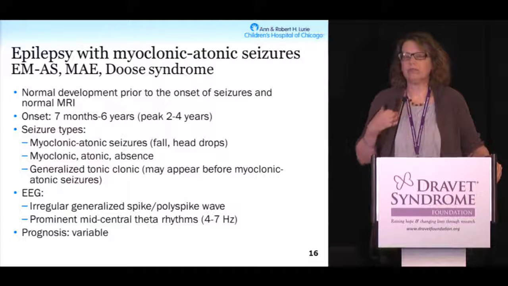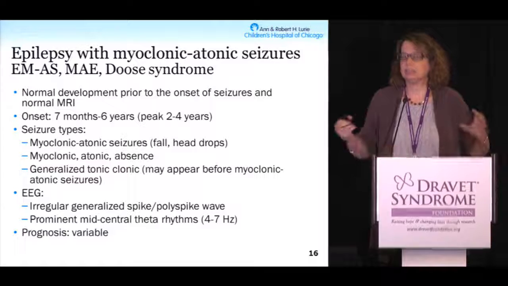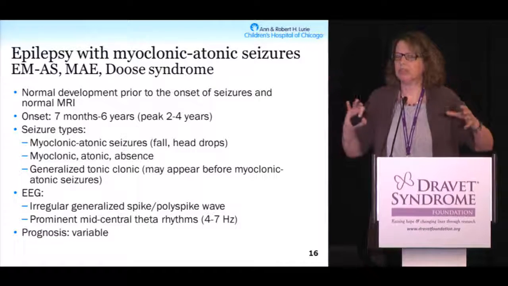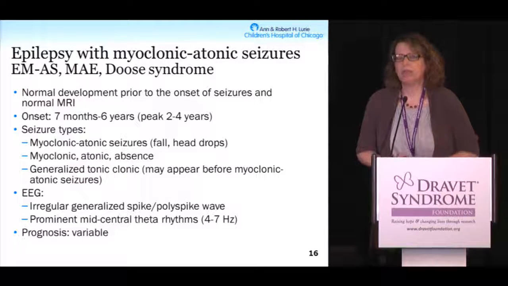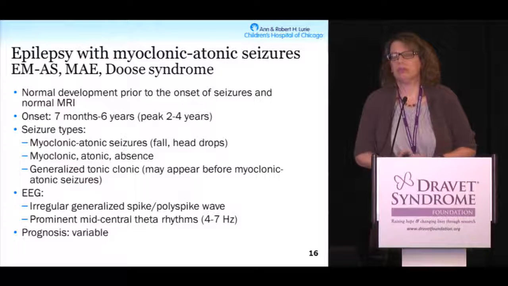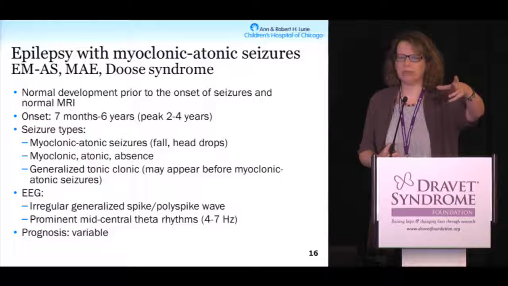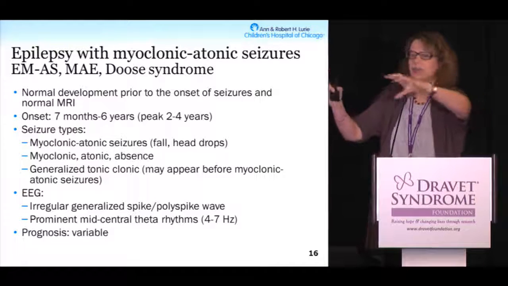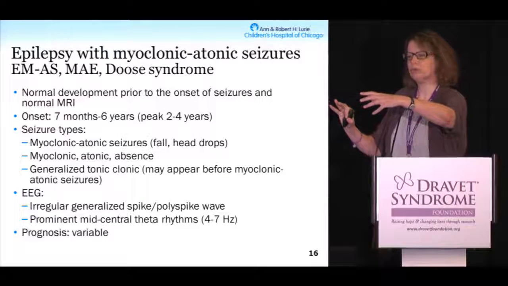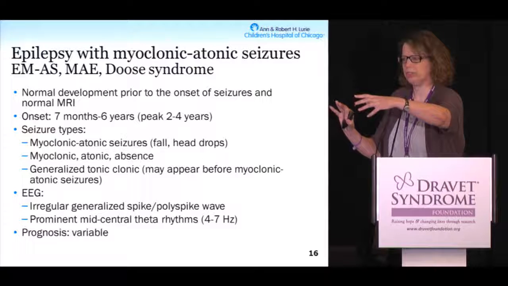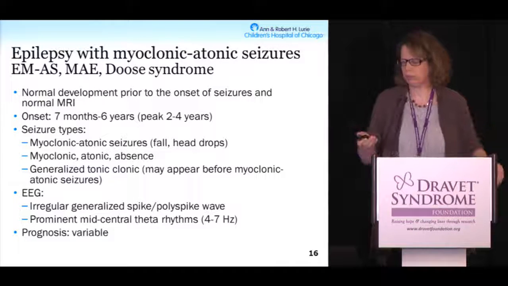Their EEGs have an irregular generalized spike and polyspike wave. That doesn't sound very specific, but it actually has a specific look to it. The prognosis is variable. Some kids you put on one medicine, the seizures go away, and they do fine, with development and cognition fine. And you have a second group of kids who are much, much more difficult to treat, and they can have some developmental issues arise.